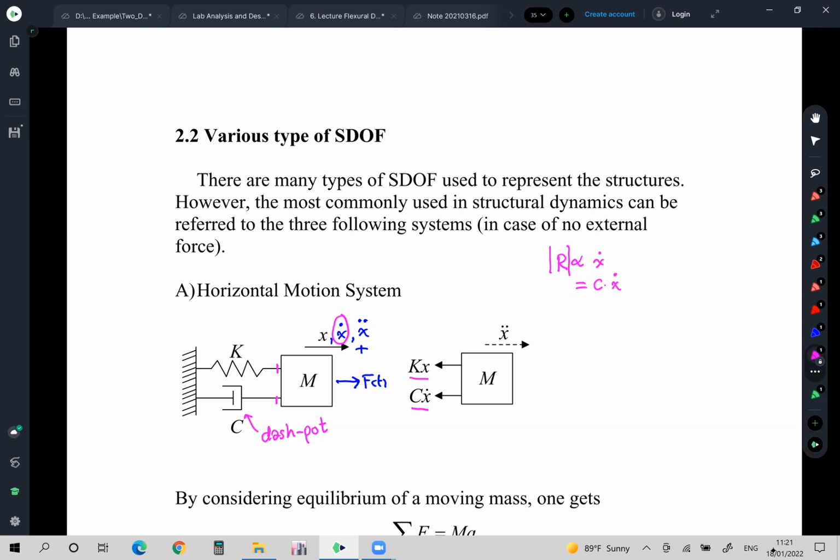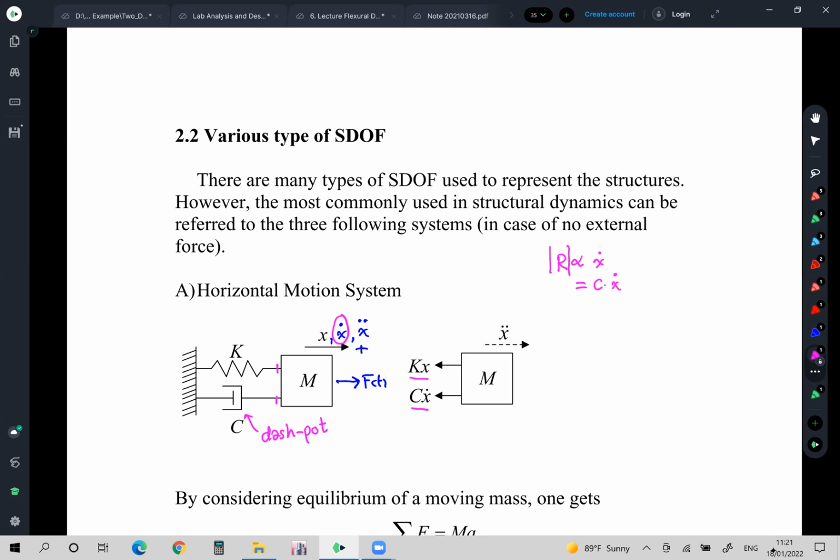The same thing with the dashpot. How about the direction? The direction of what I feel on my finger is that it acts on my finger in the opposite direction to the velocity. If you move your finger from left to right with velocity like this, you will feel some force acting in the opposite direction that will try to brake my finger. Okay?